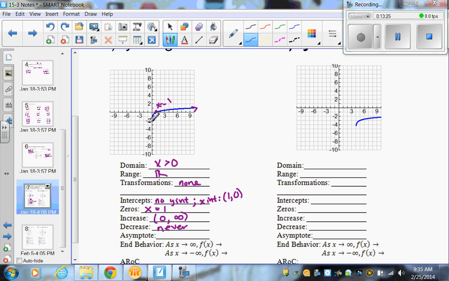Your asymptote, the imaginary line that it never crosses, in this case is x equals 0. In behavior, on the right side, it's slowly going up, so that's towards positive infinity. On the left side, it's slowly going down, so that's going to be negative infinity.